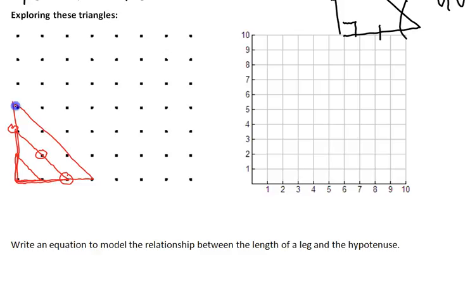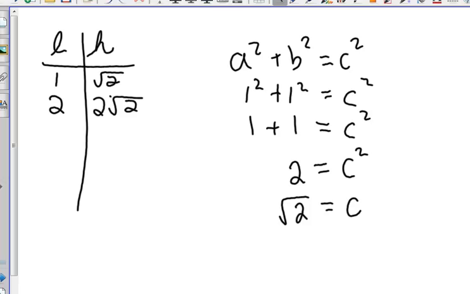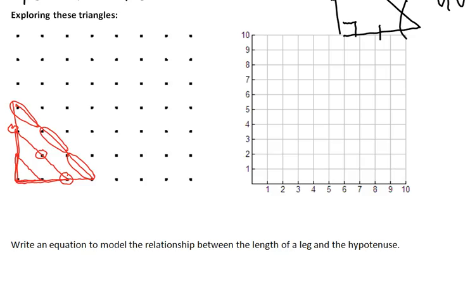So we want to know how many square roots of 2 we have. We have 1, 2, 3 square roots of 2. So 3 times the square root of 2. Okay, I want you to go ahead and draw as many of those triangles as will fit in this box and record the data in your table.